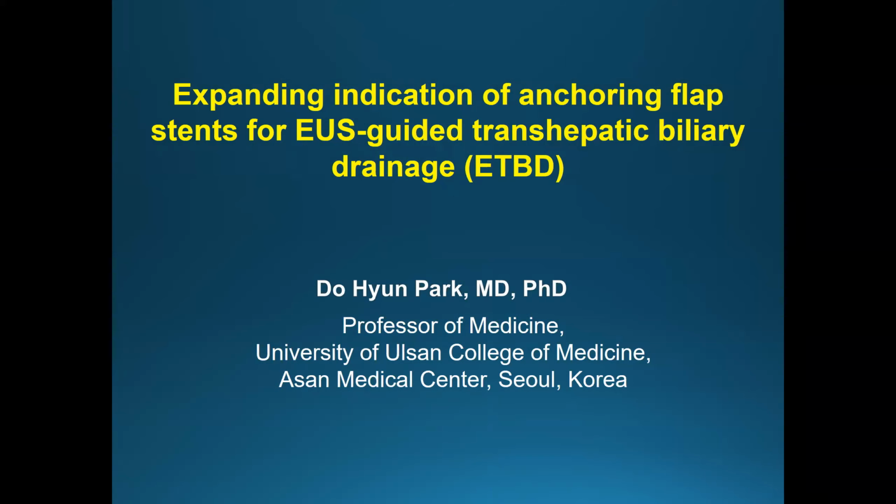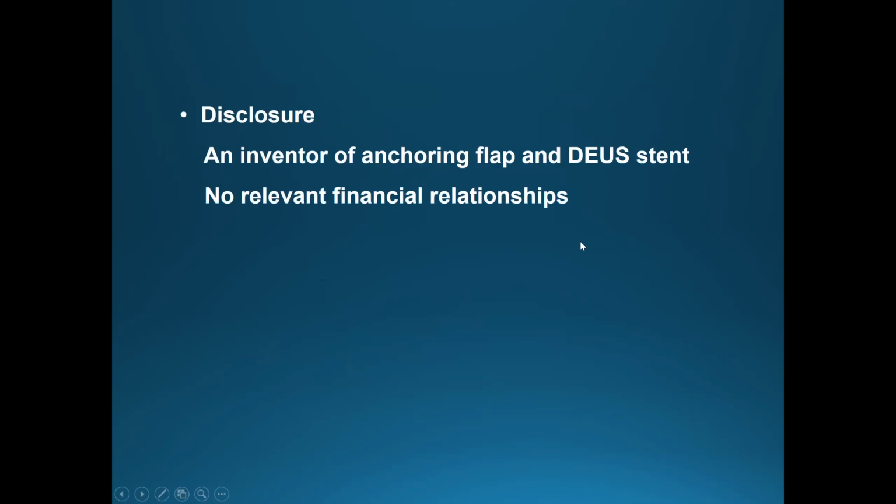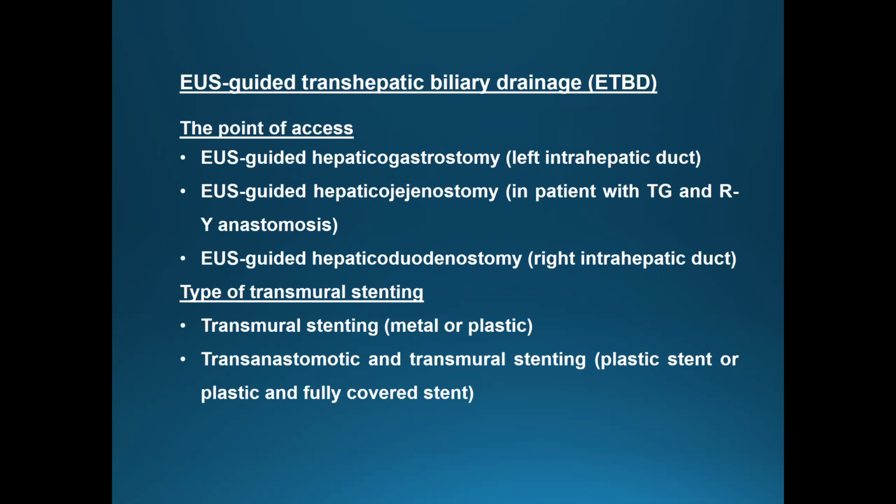introduction. So today I will talk about expanding indications of anchoring flap stents for EUS-guided transhepatic biliary drainage, ETBD. Today's topic focuses on ETBD because it includes EUS-guided hepaticogastrostomy, hepaticojejunostomy and hepaticoduodenostomy. In terms of transmural stenting, it can be done with metal or plastic stents, and transanastomotic stenting can be performed with a plastic stent or a plastic and flared curve stent.